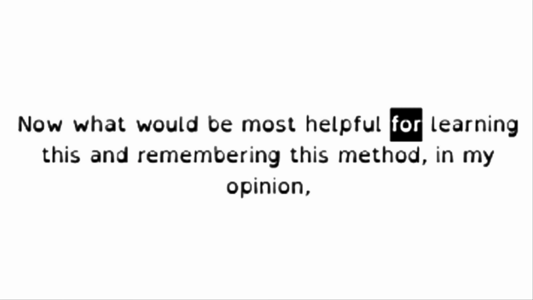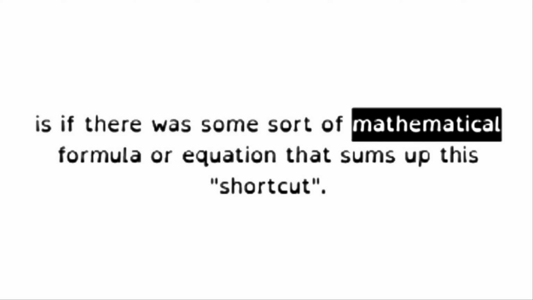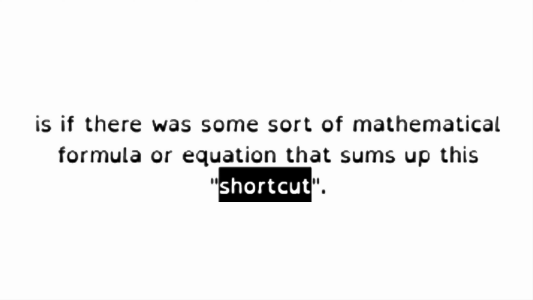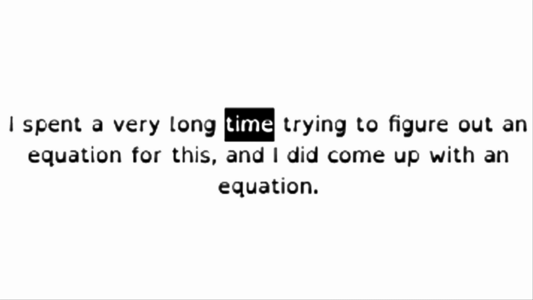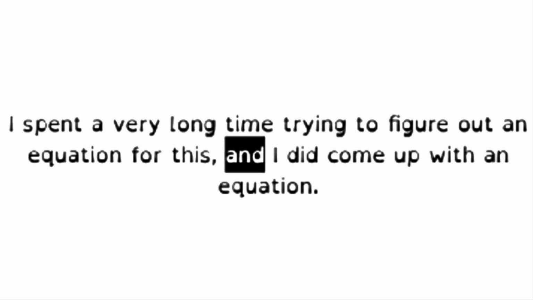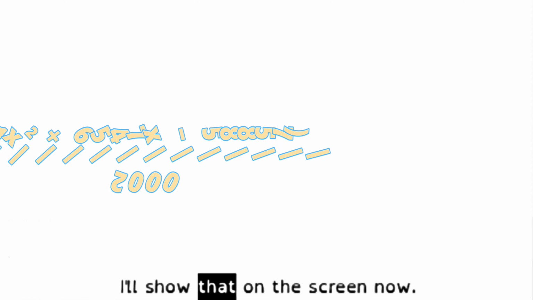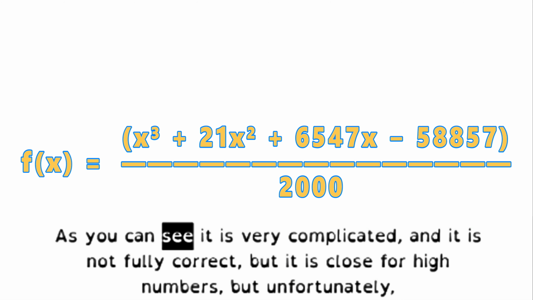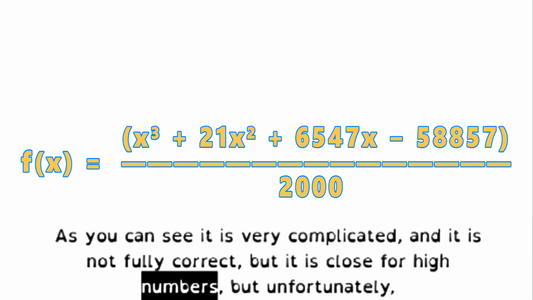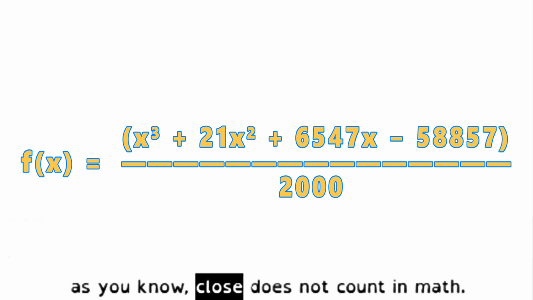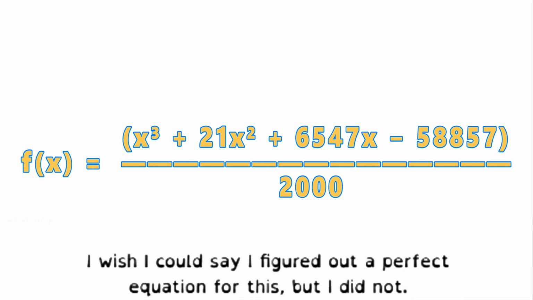Now, what would be most helpful for learning this and remembering this method, in my opinion, is if there was some sort of mathematical formula or equation that sums up this shortcut. I spent a very long time trying to figure out an equation for this, and I did come up with an equation. I'll show that on the screen now. As you can see, it is very complicated, and it is not fully correct, but it is close for high numbers, but unfortunately, as you know, close does not count in math. I wish I could say I figured out a perfect equation for this, but I did not.